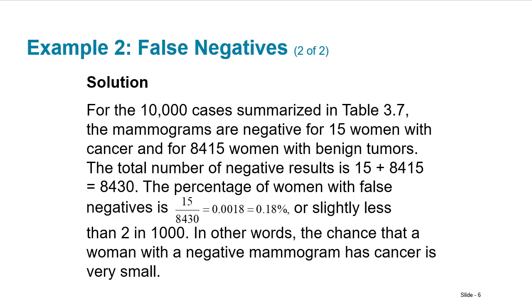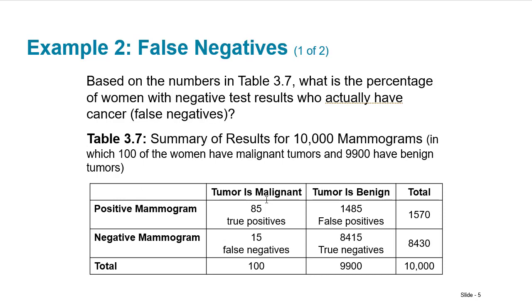So for the 10,000 cases, the mammograms are negative for 15 women with cancer and for 15 women with benign tumors. So the total number of negative results is those two numbers put together. Look back here and see 8430. That's the total number of negative results. So we want to know, what is the percentage of women with negative test results who actually have cancer? Well, out of all of these negative test results, how many actually have cancer?